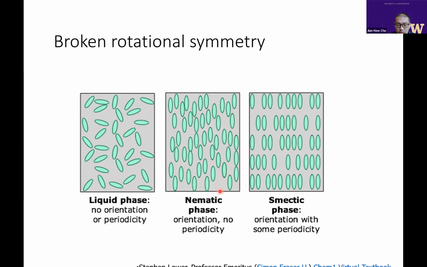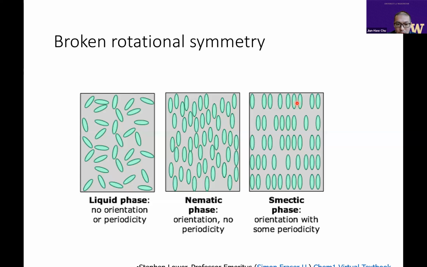And then if you cool further down, you can enter a phase called a smectic phase, where now you have periodic order, and you break translational symmetry while you're also breaking the rotational symmetry.